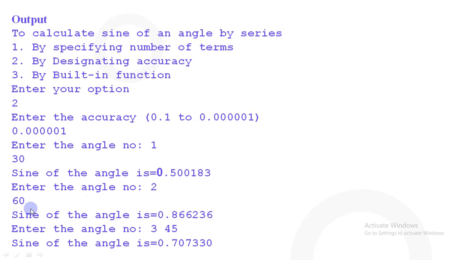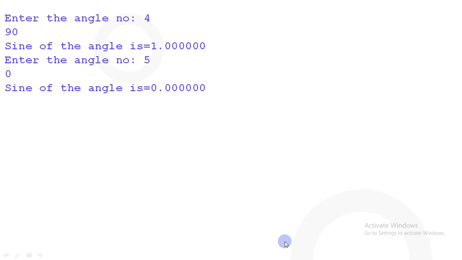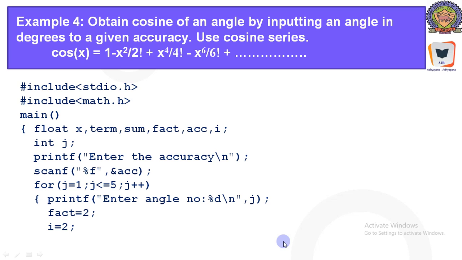Enter the angle number 2. It is 60 degree. Sine of the angle is 0.866236. And enter the angle number 3, that is 45. Okay, everything is printed, and this program goes by fixing the level of accuracy. Similarly, in the same token, we have come out with the program for cosine of an angle by inputting an angle in degrees to a given accuracy.